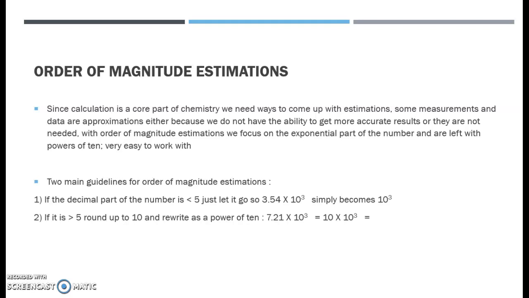number. We're left with powers of 10. They're very, very easy to work with. They're not accurate, but very easy to work with. So the two main guidelines are if the decimal part of the number is less than 5, we're going to let it go. So if it was 3.54 times 10 to the 3, it's 10 to the 3 because the decimal part of the number is less than 5. If it is greater than 5, we're going to round up to 10 and rewrite as a power of 10. So 7.23 times 10 to the 3 becomes 10 times 10 to the 3.